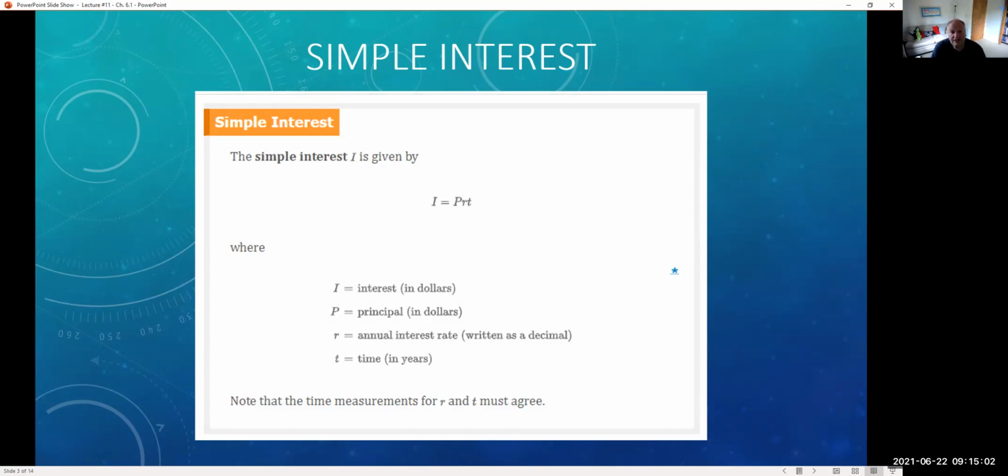And it says, note that the measurements for R and T must agree. In other words, since R is the annual interest rate, annual meaning yearly, the time is in years, which also means yearly. And there are examples of situations where they give you a different kind of interest rate or a different kind of time. They'll give it to you in decades, or they'll give it to you in days, and you have to make sure you convert it to years. Likewise, there's ways to convert interest rates as well. If it's annual, you can use exponents to change it into biannual or monthly and things like that, and we'll talk about that today also.